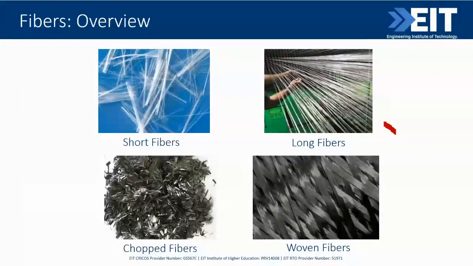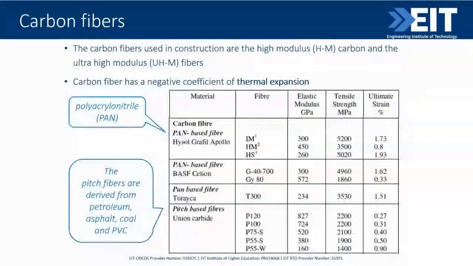Most commonly, that's the same material as the matrix. They come in forms of rovings, bundles of continuous filaments, mats with short or continuous filaments, randomly or specifically oriented, woven or non-woven, all different options. The carbon fiber is the most popular one. It's the higher modulus, high strength. So we've got this in this table.